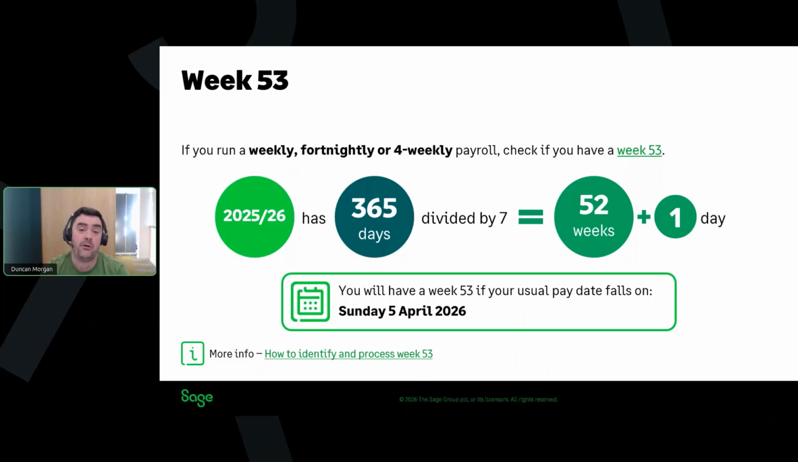But all you need to be worried about is whether you've got one. Don't process a week 53 if you don't have one, and don't try to avoid one if you do.